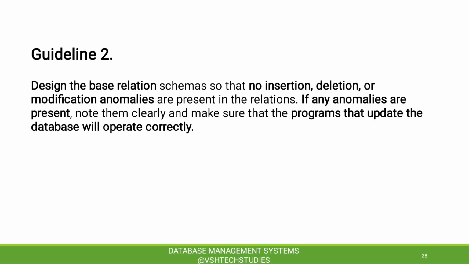Seeing the update anomalies, guideline 2 is formed. It states that we should design the base relation schemas in such a way that no insertion, deletion or modification anomalies are present in the relations. Even if any anomalies are present, note them clearly and make sure that the programs that update the database will operate correctly. So this guideline 2 alerts that even if relation schemas are made according to guideline 1, even then if any anomalies are present, they must be eliminated by the programs. That care has to be taken.